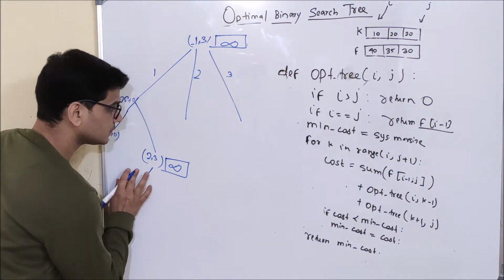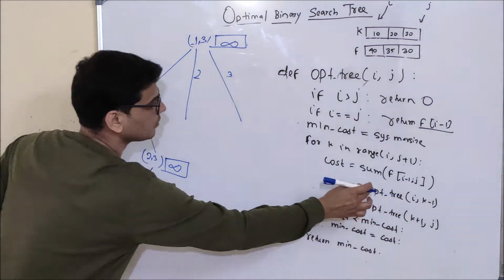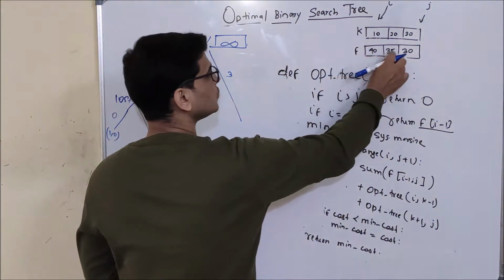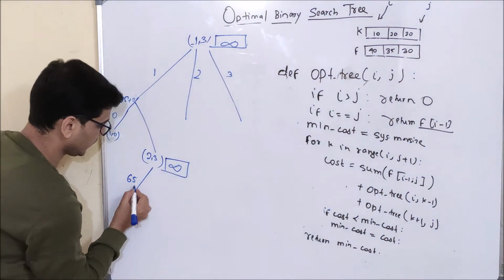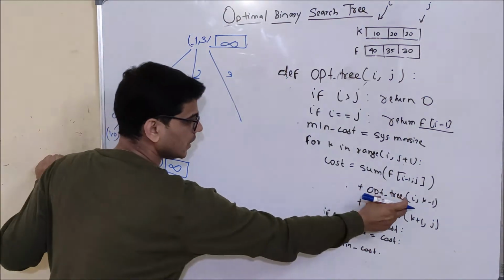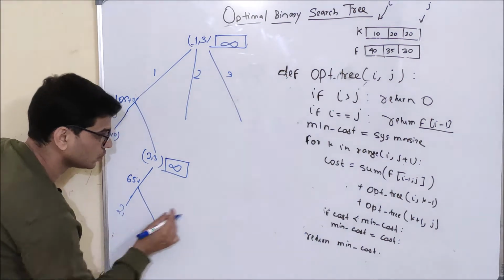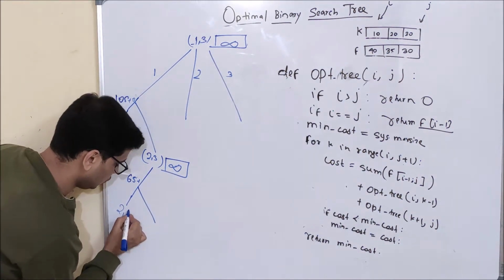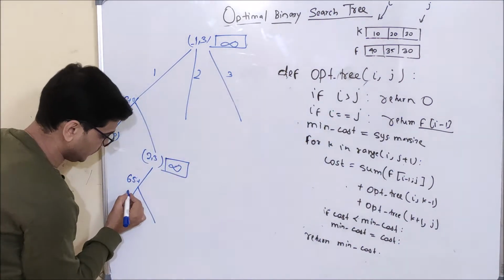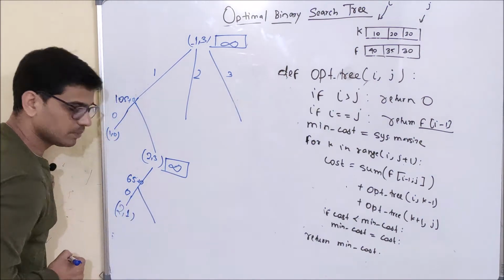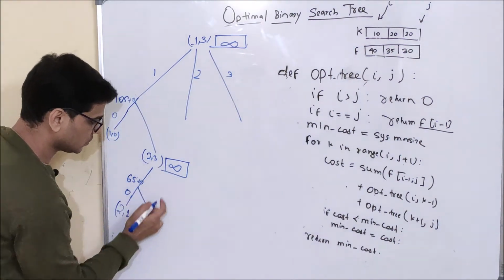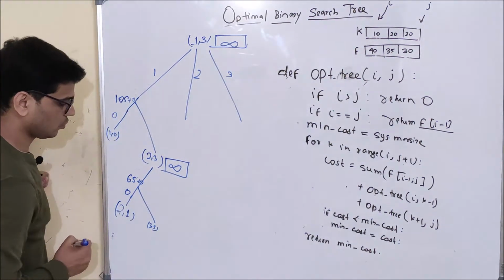What will be the cost here? Sum of frequency from i minus 1 to j, 2 to 3. So basically these two, 65, plus then the left subtree 2 to k minus 1. k is equal to 2. So optree(2, 1). And when optree(2, 1) goes for its execution, this condition will be true. It will return 0 from here. So 65 plus 0. Now what will it do? optree(k plus 1, j). j is 3. k plus 1 is 3. So optree(3, 3) will be called.